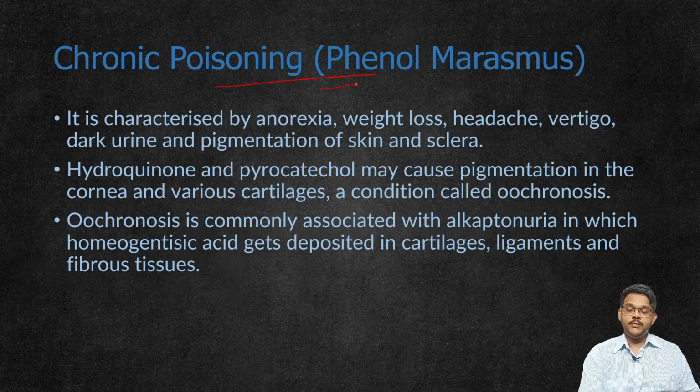Chronic poisoning occurs in a person who is regularly exposed, for example to cleaning using phenol. It is characterized by anorexia, that is, the person is unable to eat properly, weight loss, headache, vertigo, dark urine, and pigmentation of the skin and sclera. Hydroquinone and pyrocatechol may cause pigmentation in the cornea and various cartilages, which is called ochronosis. Ochronosis is commonly associated with alkaptonuria, in which homogentisic acid gets deposited in cartilage, ligaments, and fibrous tissue.